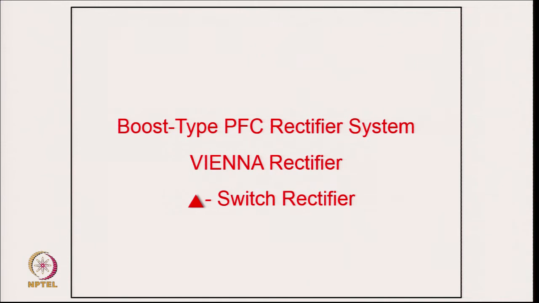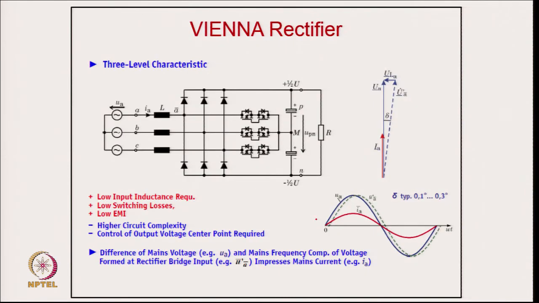So, now coming to the typical boost type power factor correction rectifier, the Vienna converter, also called the delta switch rectifier. This is another version of the Vienna rectifier, where the bidirectional switches are connected here, and by modulating them you can make the 3 currents sinusoidal. In this case you are able to reduce the number of devices, and get the supply current in phase with the supply voltage. With proper design you get low input inductance requirement, if you operate at a reasonable switching frequency, low switching losses and low EMI and higher circuit efficiency.